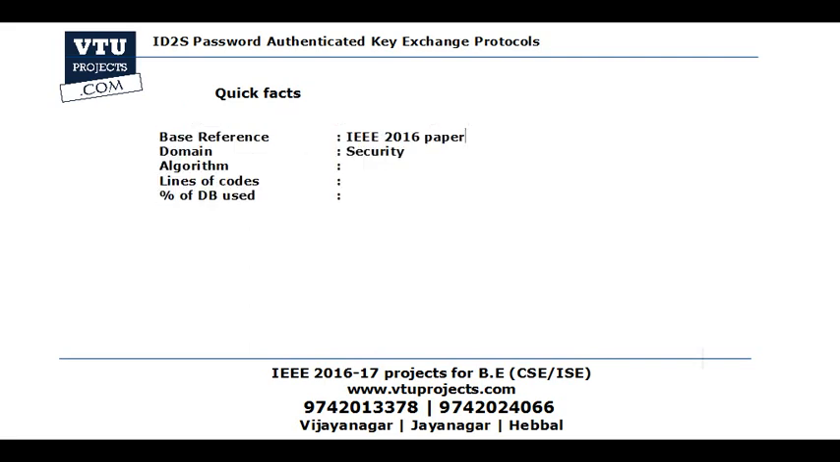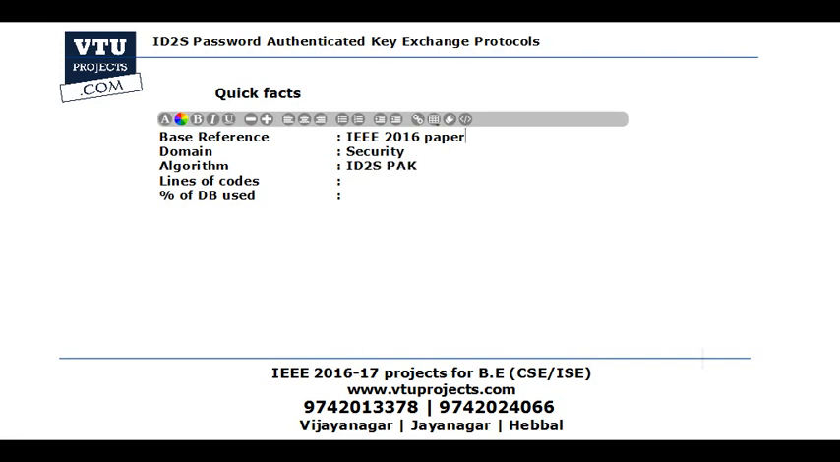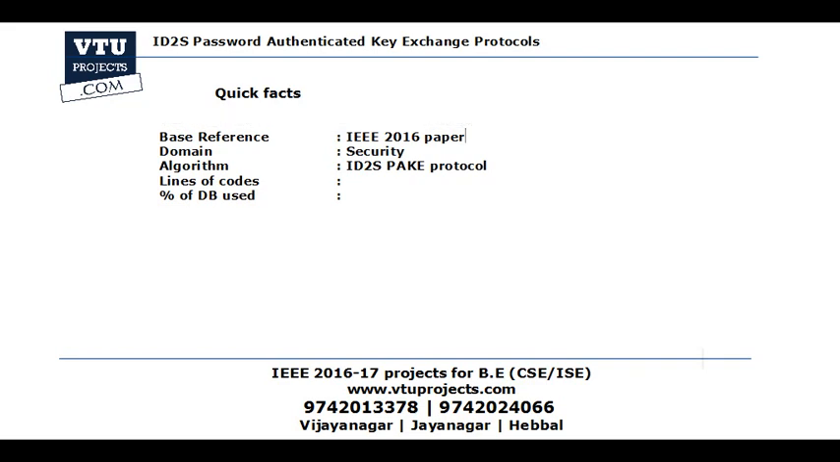So and then coming to the algorithm. Okay, so the name of the algorithm that we are trying to implement in this particular project is the ID2S PEG protocol. Okay, so it is the name of the algorithm that we are implementing in this project. So you don't have to explain the working of the algorithm right now, because you cannot understand its working. So you can only mention the name of the algorithm right now. The detailed working and the implementation part of that algorithm will be taught to you during the project classes. Okay, so just mention that you are going to implement the ID2S PEG protocol. The expansion for PEG will be password authenticated key exchange.